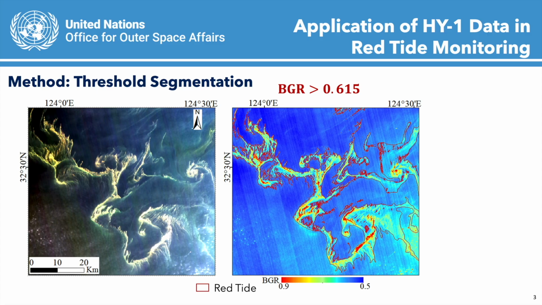Here again is the true color CZI image from HY-1. We can clearly visualize the red tide structures. On the right side, we map the spatial distribution of the blue-green ratio, and for this particular event, we found a ratio of blue-green greater than 0.615 effectively separates the blooms from the background water. After applying the threshold, the bloom regions stand out clearly as red contours, and you can see the extracted boundaries correspond very well with the swirling patterns in these RGB images.